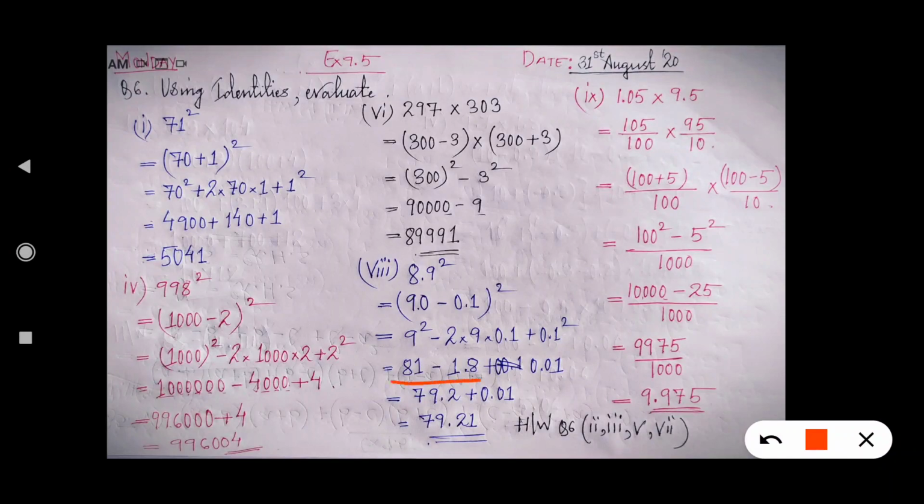Now let us subtract these two. 81 minus 1.8, you'll get 79.2, and we have 0.01. So by adding these two, you get 79.21. Okay? Okay, let's move to Roman number 9. And this is very important. Please look at here properly.